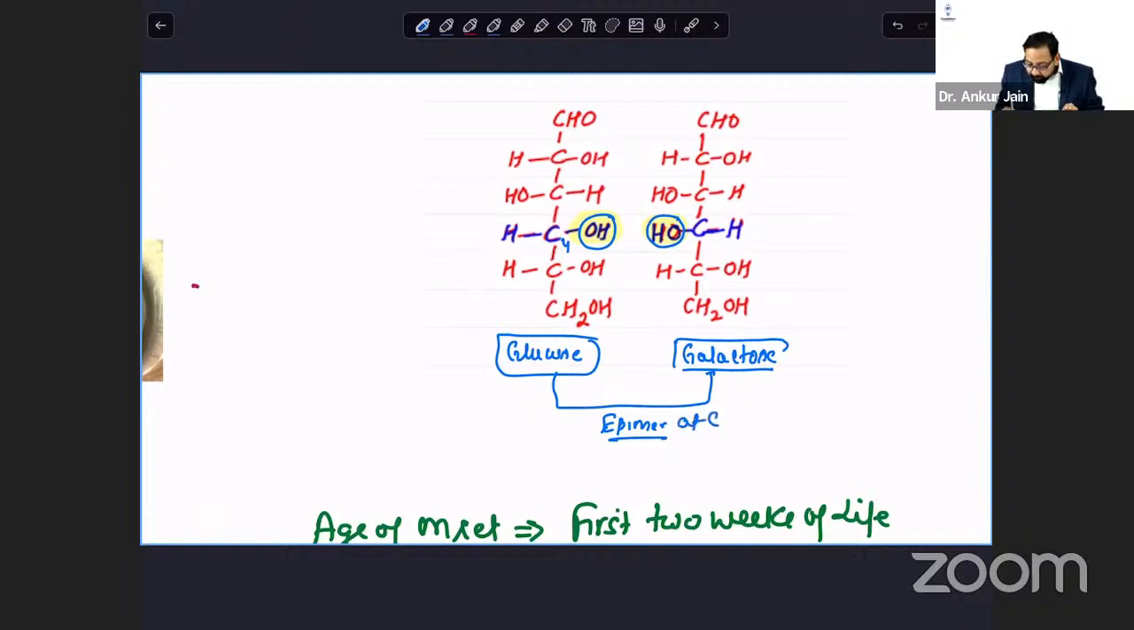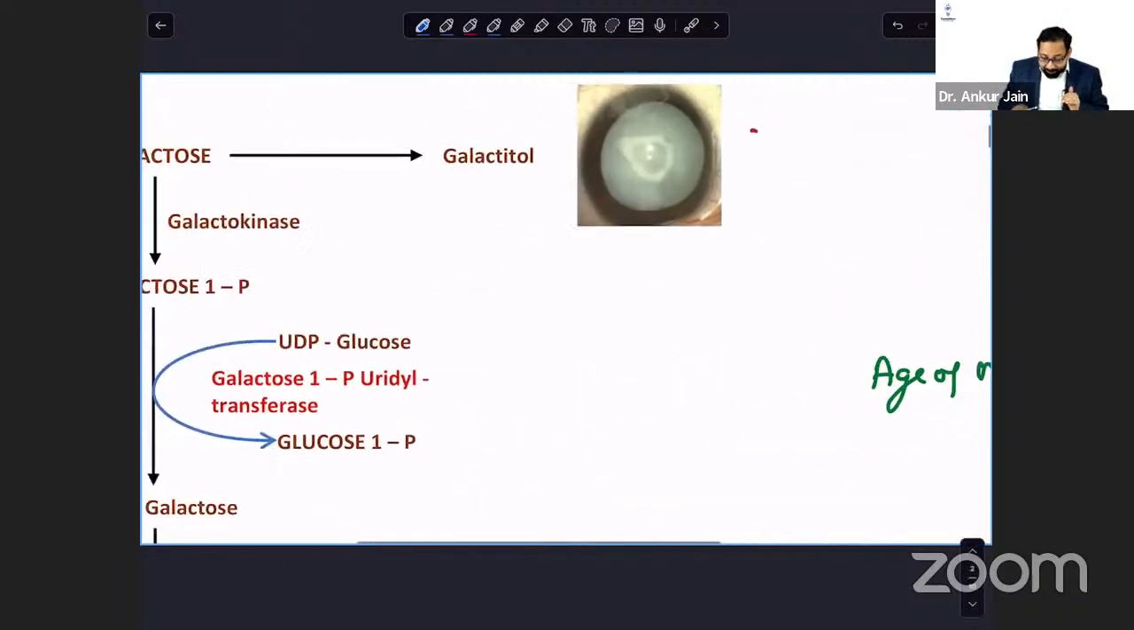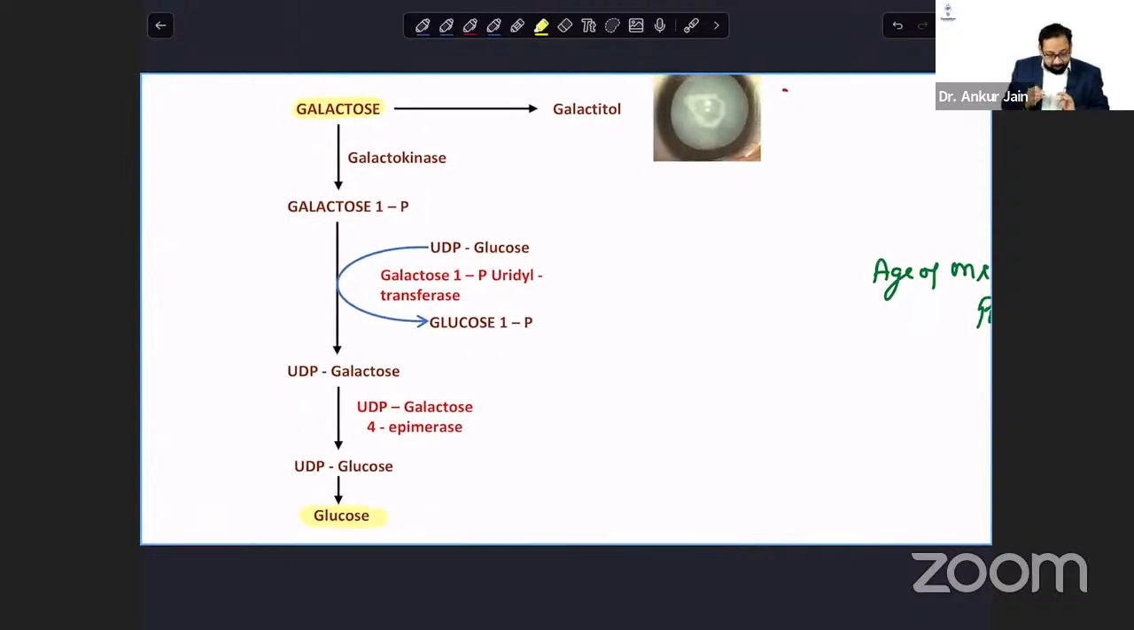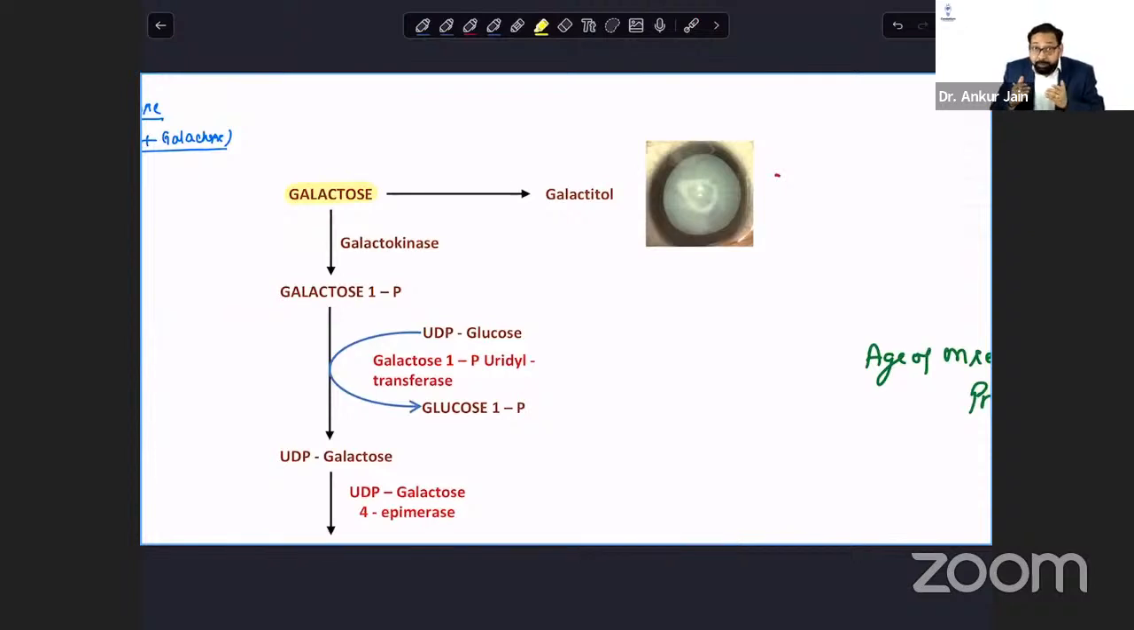Epimer at C4. Suppose this pen is a galactose molecule. In this galactose at carbon number 4, OH is on the left side. If I hold this OH and rotate it from left to right, it will be converted to glucose. So galactose metabolism is nothing but conversion of galactose to glucose. You can easily remember that. How is it possible? If you hold this OH and rotate, the complete molecule may rotate.